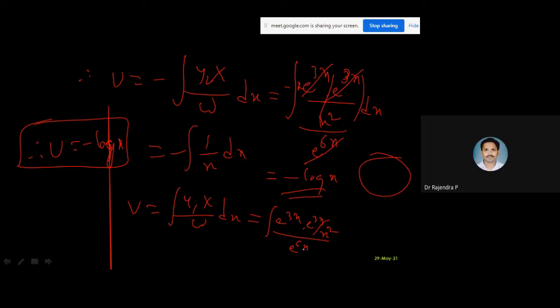6x. Yes. So this will get cancelled. 1 by x square. Integral of 1 by x square dx. What is that value? Minus 1 by x. Very good. Minus 1 by x. So don't write plus c with it, even though it is our usual habit. Don't write that. So simply take it as minus 1 by x.